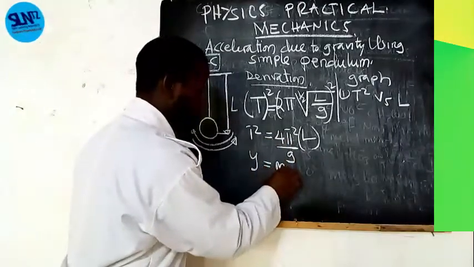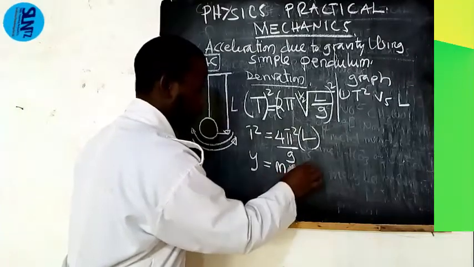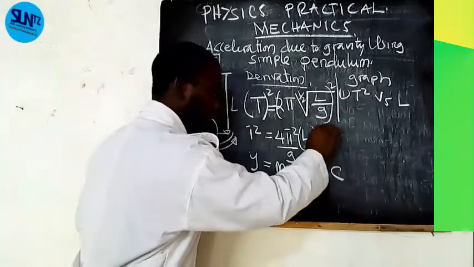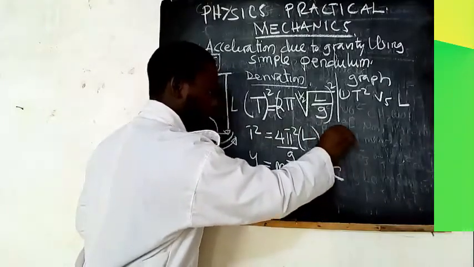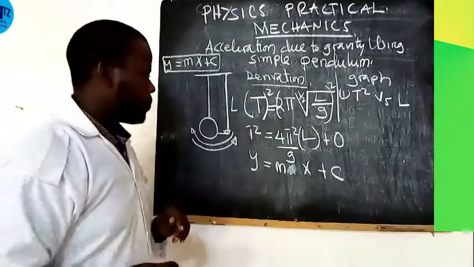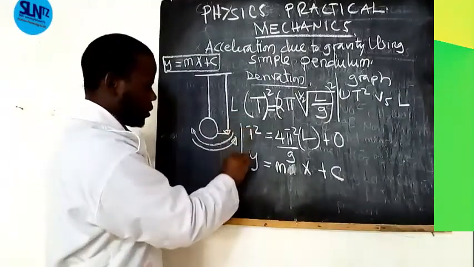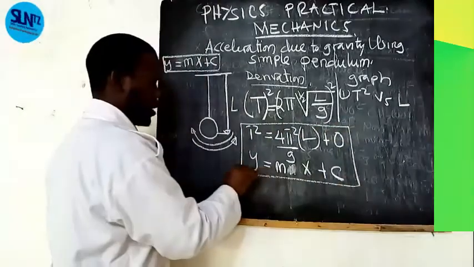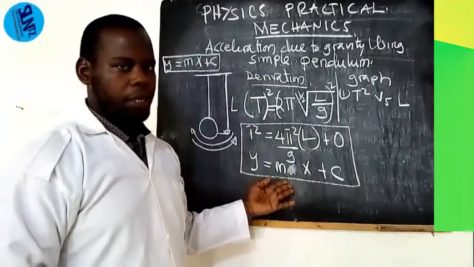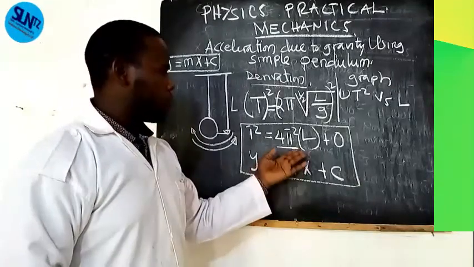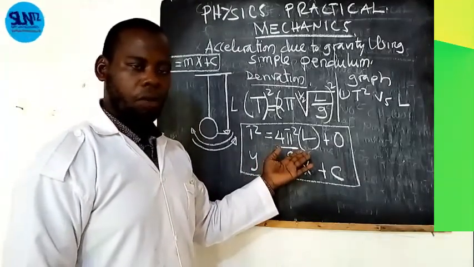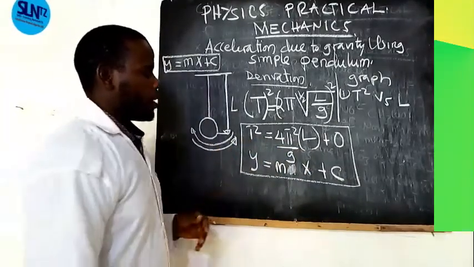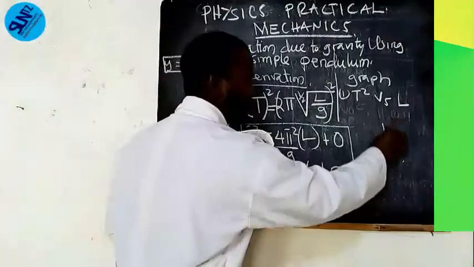Y is equal to mx, x is here. Then when I plus c here, and here there is no number, that is plus 0. So according to this one, my linear equation correlates with the equation of our experiment from the setup, and how to get the nature of a graph.